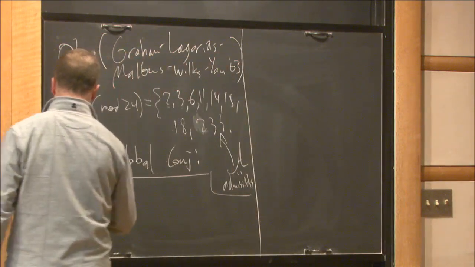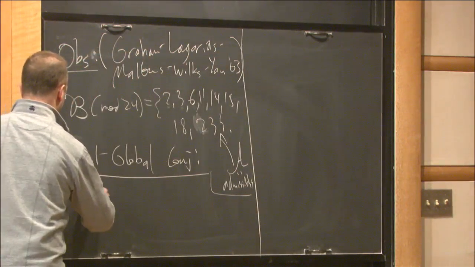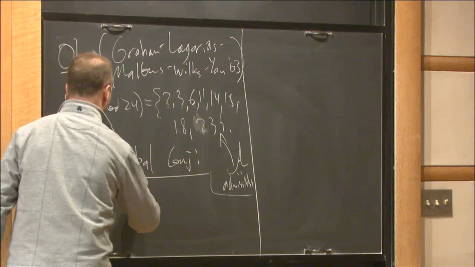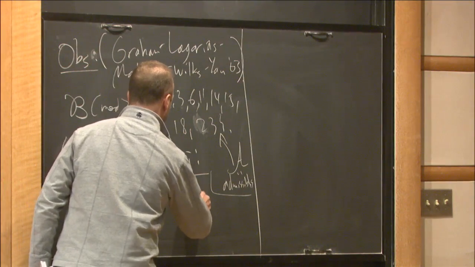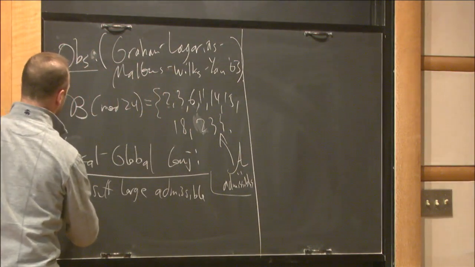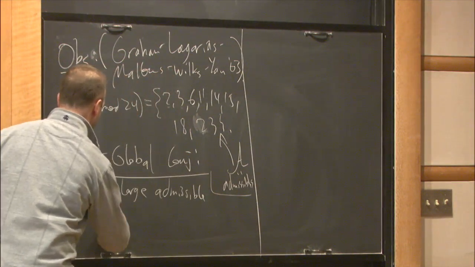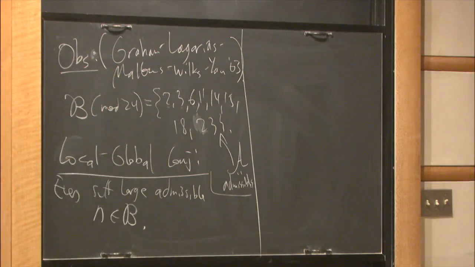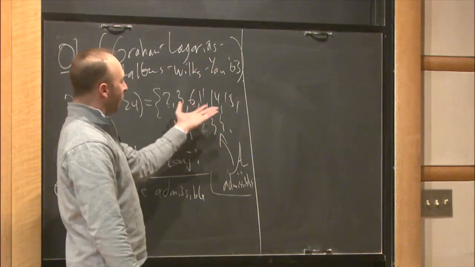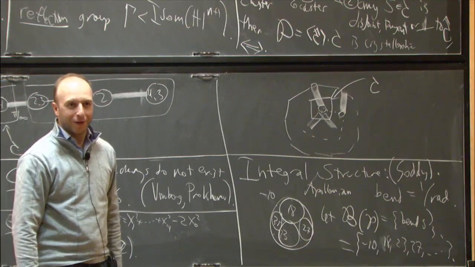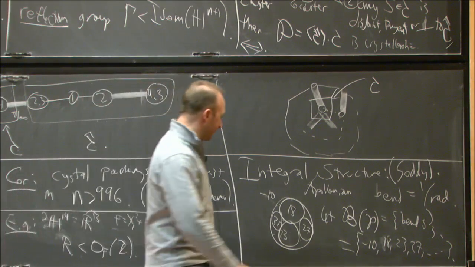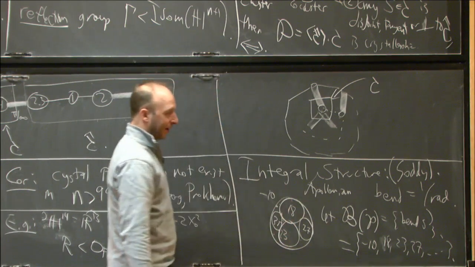The local-global conjecture says every sufficiently large admissible integer should be in the set of bends. In other words, 24,023 will be admissible, so there should be some tiny little circle here of radius 1 over 24,023, which does actually arise in this packing.